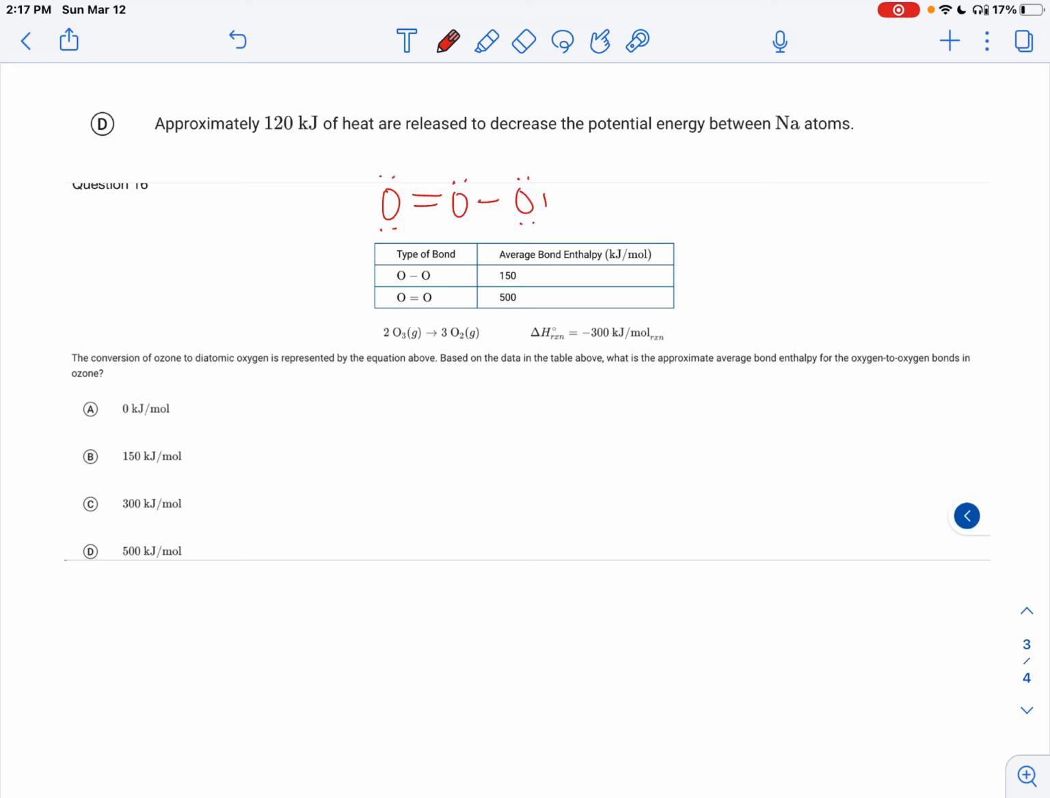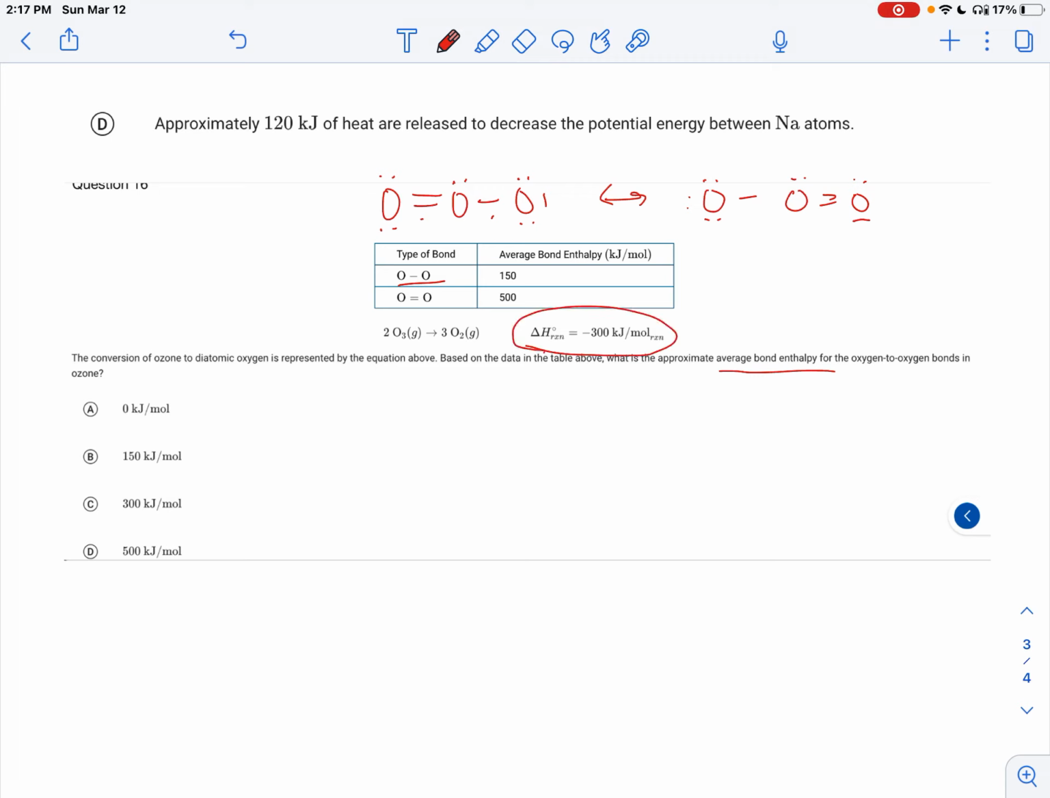Okay, so if you do out the structural formula for ozone, you have this, or this. So the reason they're asking you this question is because they want to know what the average bond enthalpy in ozone is. Because you're not going to say it's 150, and you're not going to say it's 500. You're not going to just subtract and divide by 2 or whatever. What you are going to do is use this number.